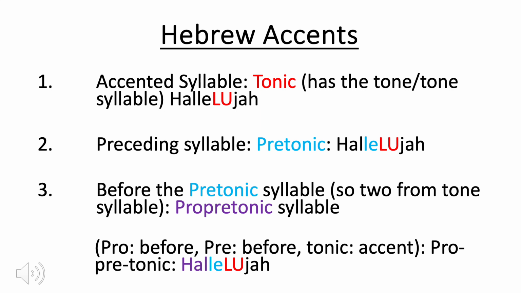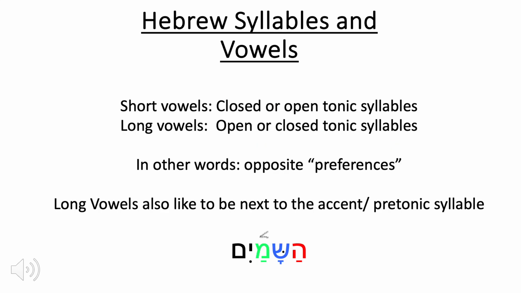We have mentioned that short vowels prefer closed syllables and that long vowels prefer open syllables. However, when we give the accent to a particular syllable, when we make it the tone syllable, the preference actually changes, and short vowels will prefer open tonic syllables, and long vowels will prefer closed tonic syllables. In other words, the opposite preference.